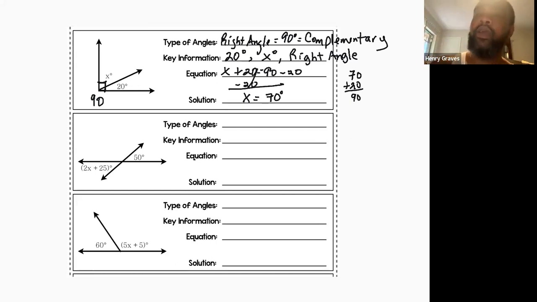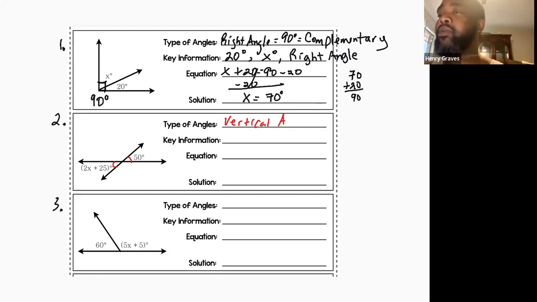Now I'm going to change it up. We are going to specifically talk about vertical angles on number 2. I'm going to use, of course, a different color. If you look at this one here, let me just number them for the sake of everything, right? 1, 2, and 3. On the second one here, notice that these two angles right here are kind of on top of one another. So that means that they are going to be considered a vertical angle. And the cool thing about a vertical angle is that they are actually equal to one another, equal to each other.